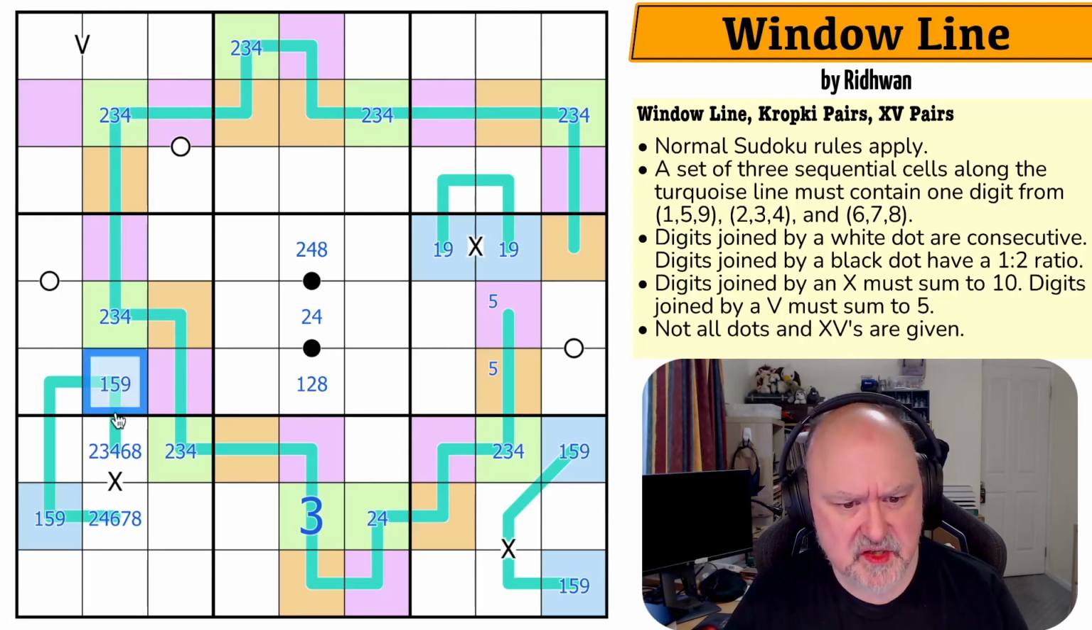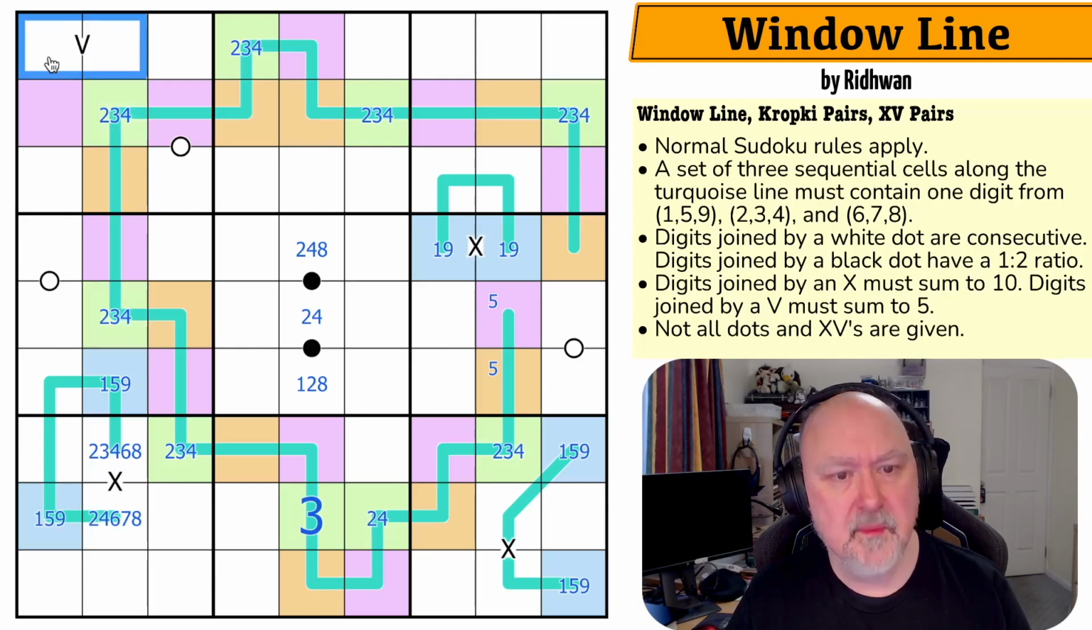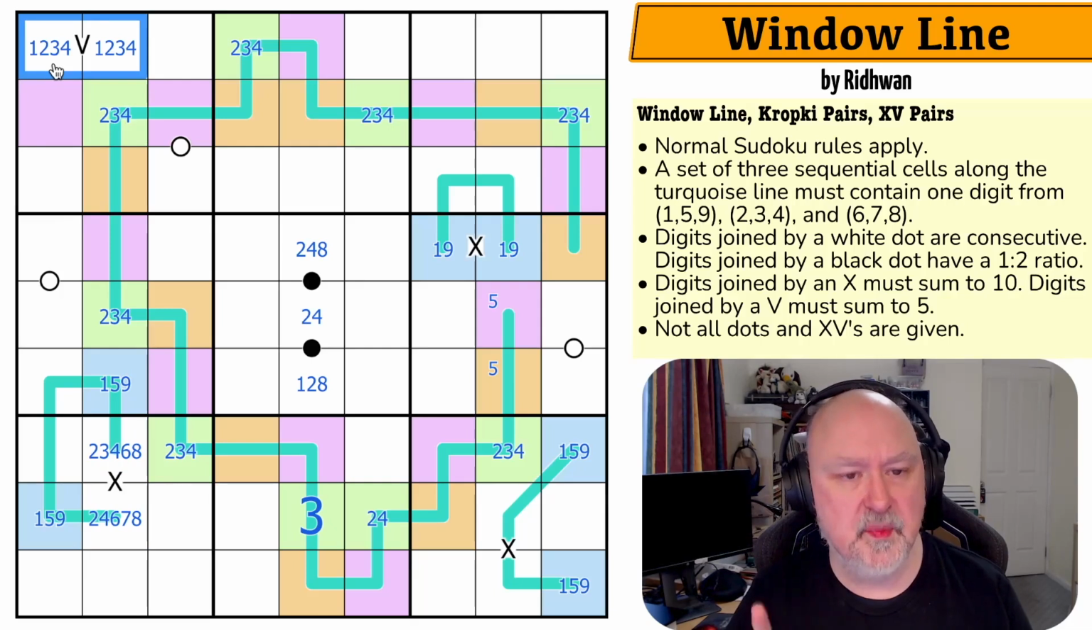There must be a 2, 3, or 4 on here. So this can't be, right? Because this is a 1. If this doesn't contain a 2, 3, 4, this can't sum to 10, because I can't make it 1, 9. So there's a 2, 3, 4 here, a 2, 3, 4 here, a 2, 3, 4 here. But digits that sum to 5 can only be from 1, 2, 3, 4. But this can't be 2, 3, 4.